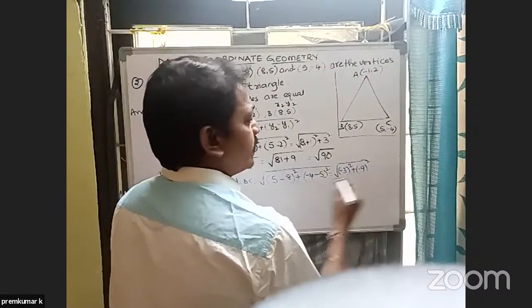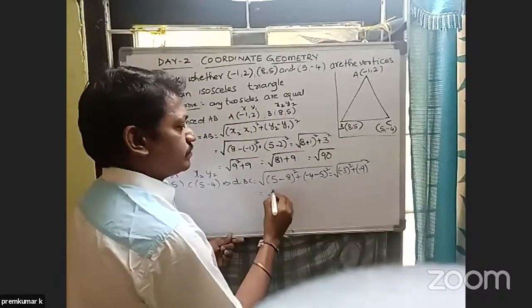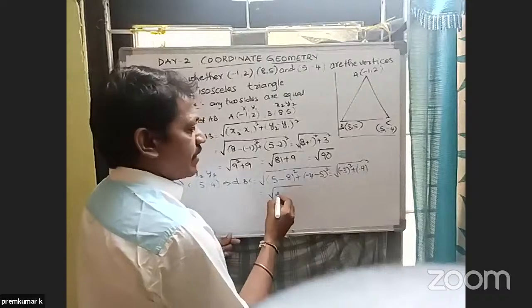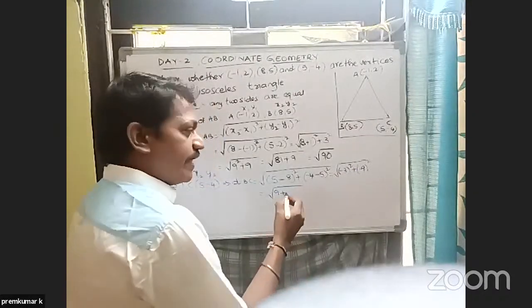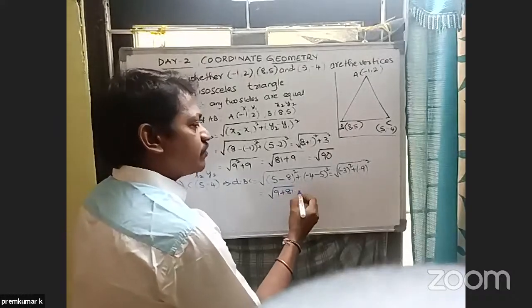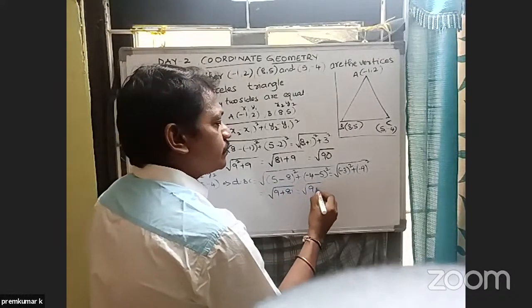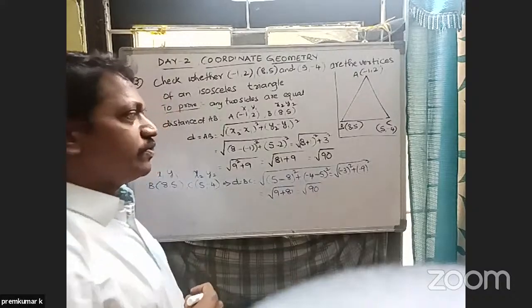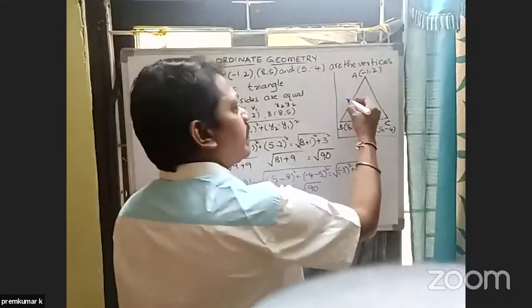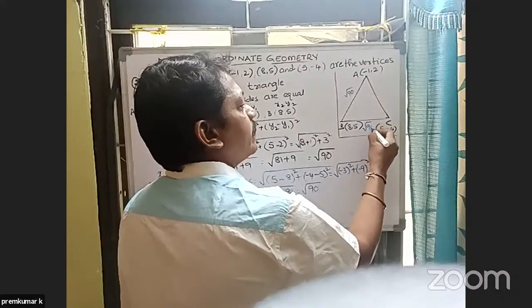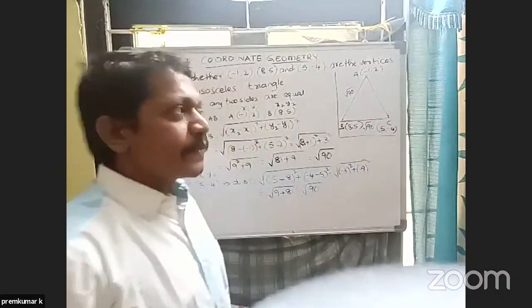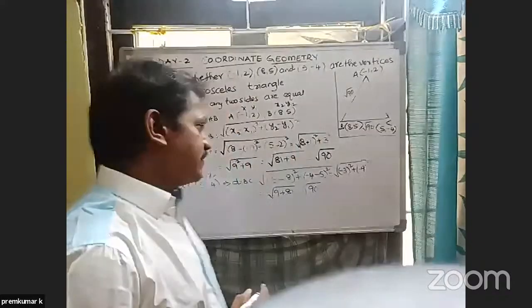So what is the value here? 3 square is 9, and -9 square is positive value 81. Here also we will get root 90. AB you are getting root 90 and BC you are getting root 90. We have to go for AC.